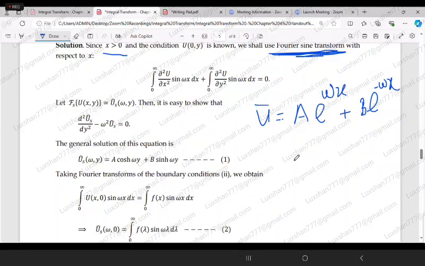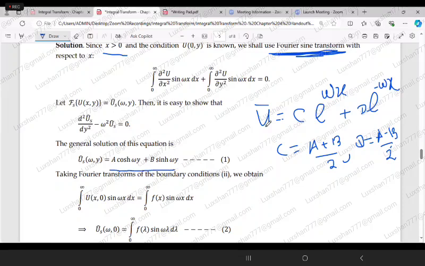In this case, as I told you, let me write this way. Say C and D, let's use C and D. Then if you take C equal to (A plus B) by 2 and D equal to (A minus B) by 2, you can write this as a hyperbolic function. The same thing you can write as the hyperbolic one. So the solution becomes in this way.